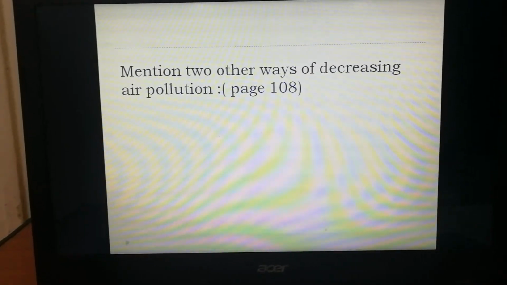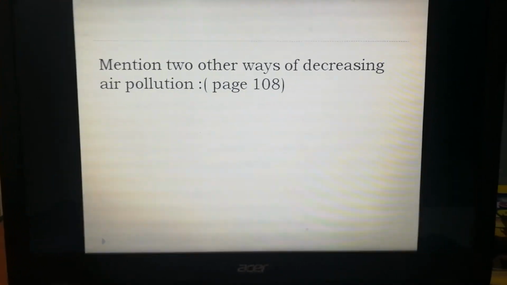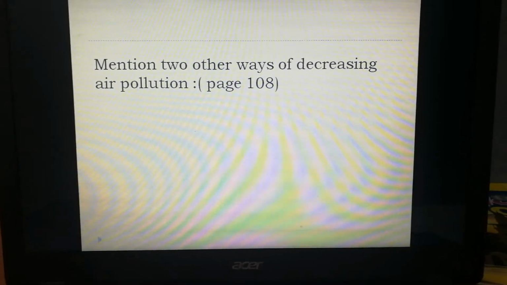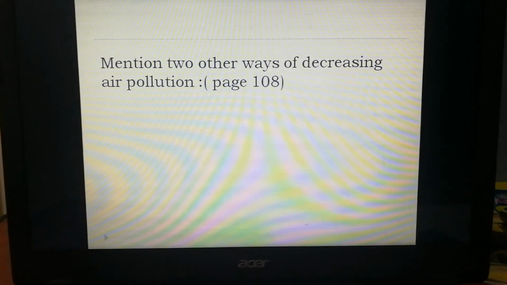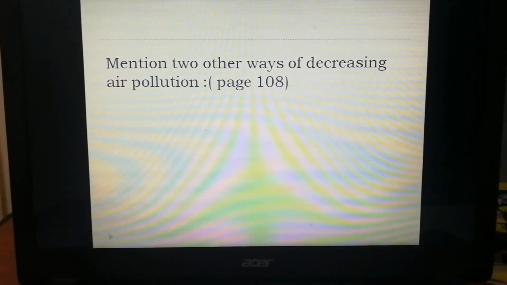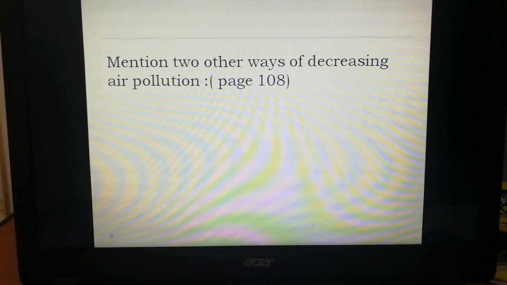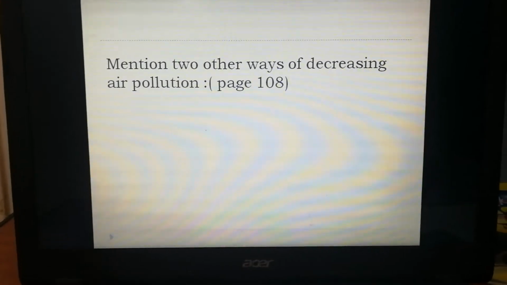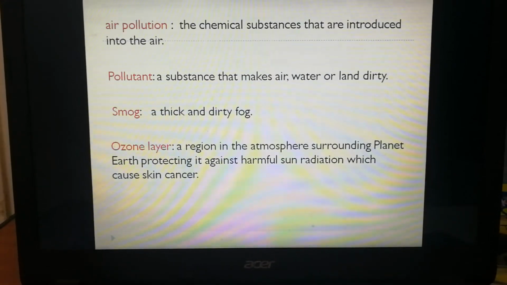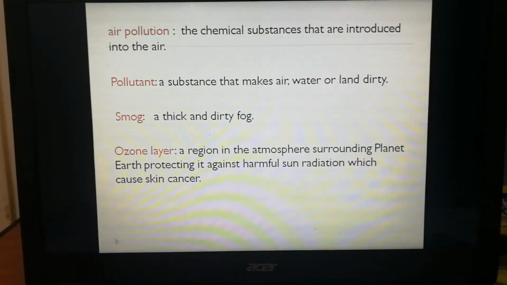Now, on page 108, mention two other ways of decreasing air pollution. We said two examples. Think now about more ways we can reduce air pollution and write them down.